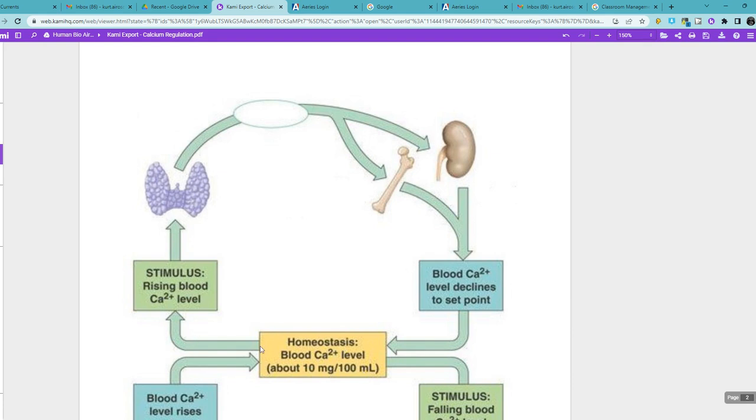All right, so let's start with when blood calcium levels, Ca2+, so these are calcium ions, start to become elevated, start to rise in your blood. Well, this butterfly shaped gland that's in your neck, you should know what it is. You can quiz yourself. That's the thyroid gland. The thyroid gland is going to secrete a hormone called calcitonin.